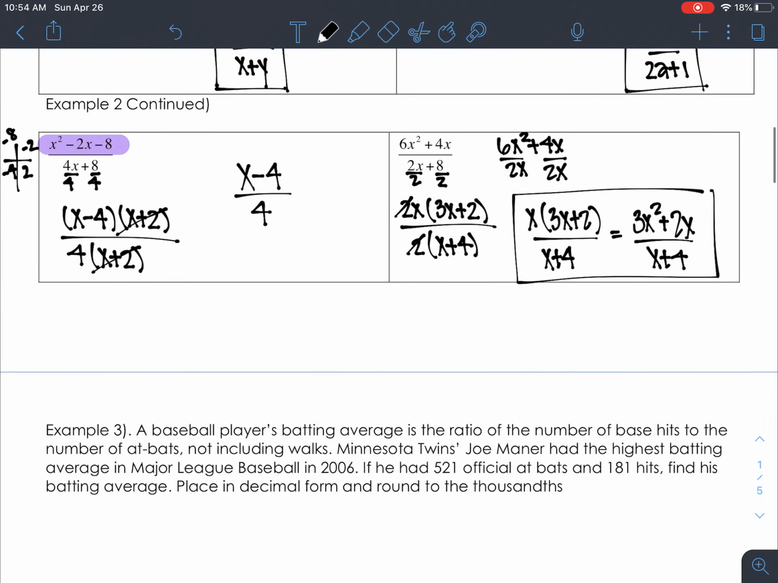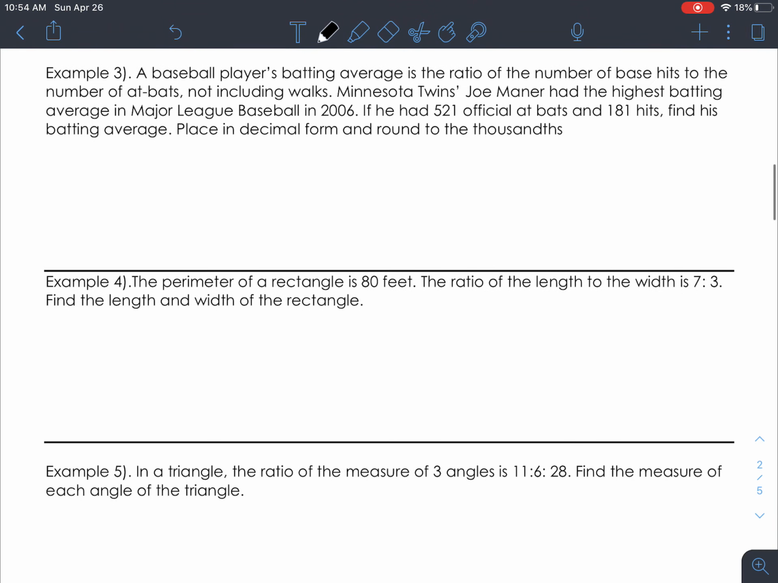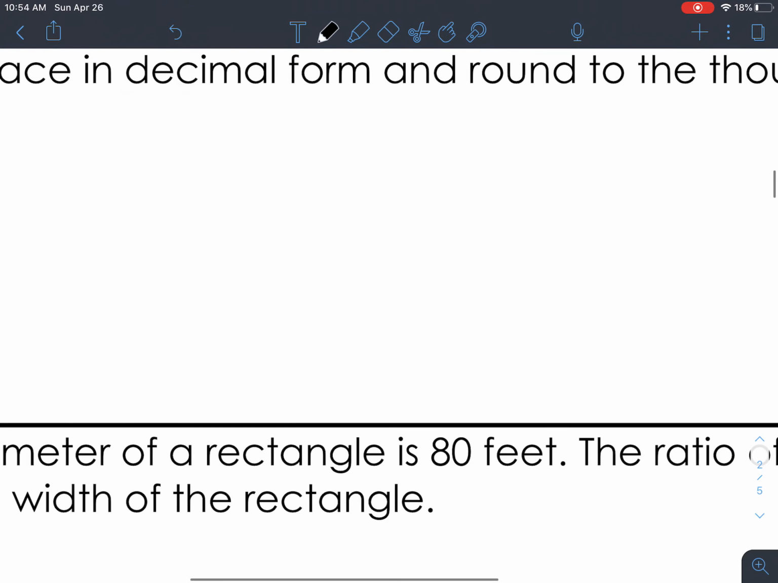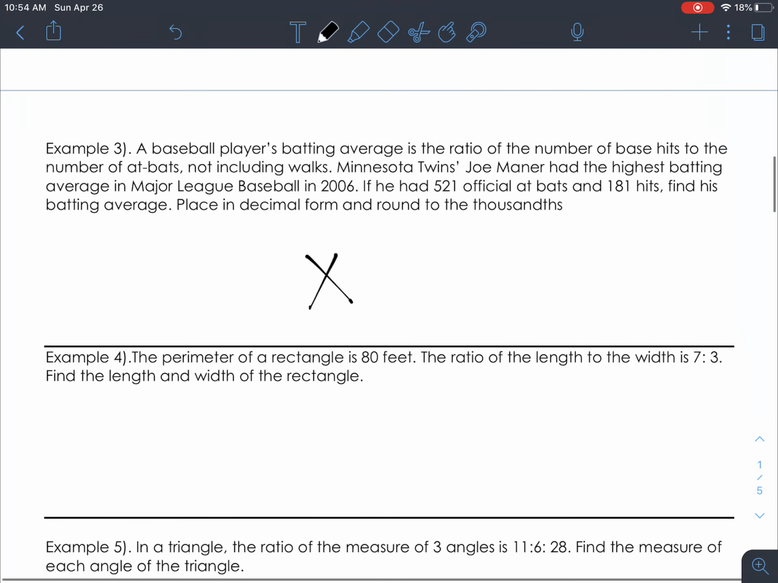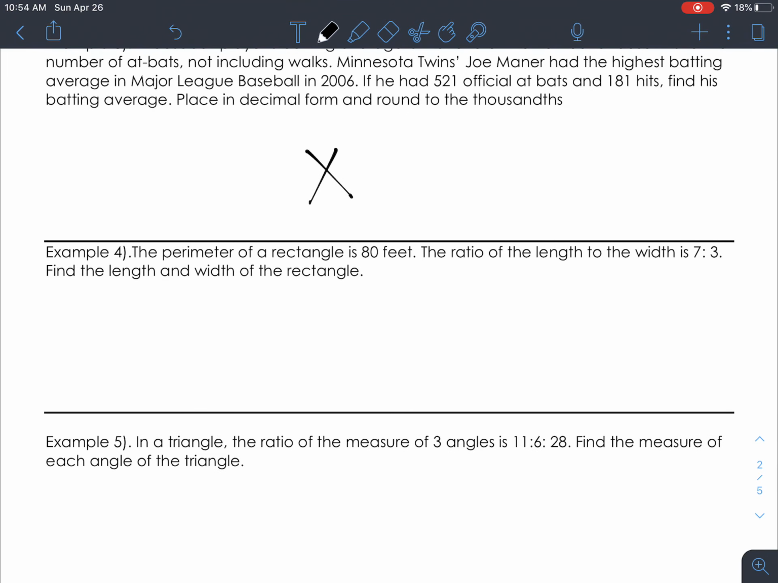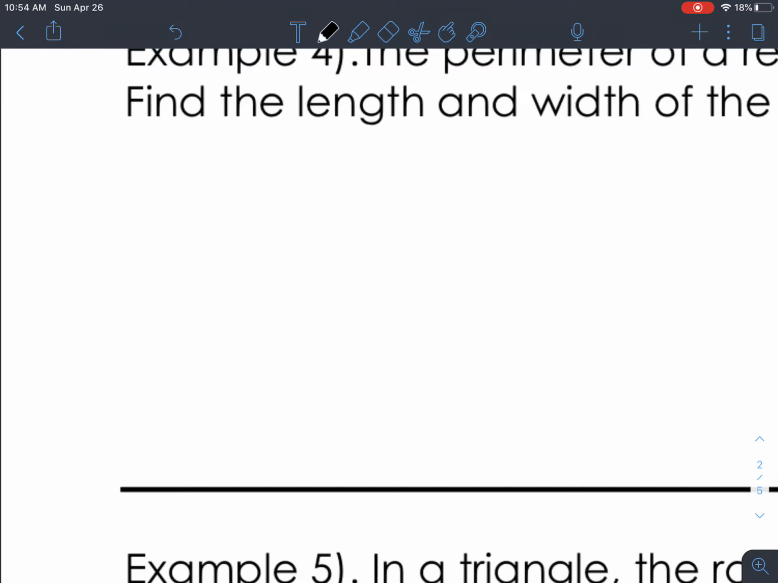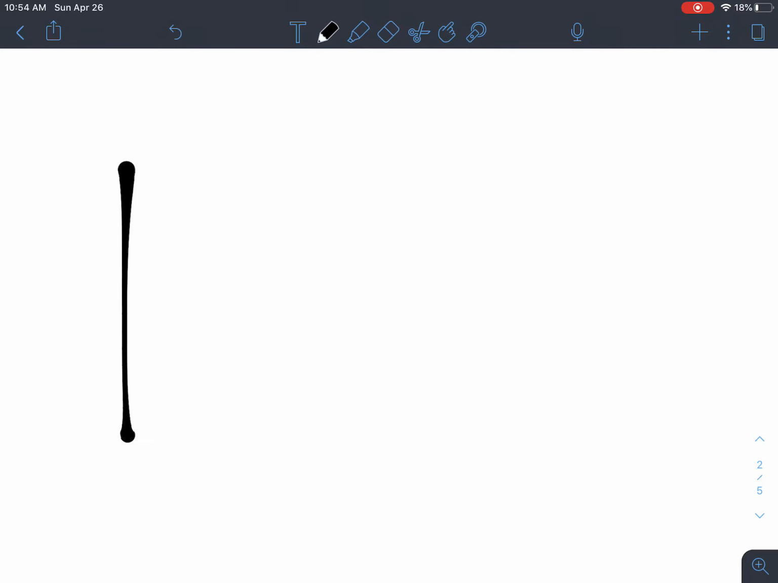Okay, all right. So for the next step, we're not going to do all of these. I'm not going to do this one right here. If you want to do it, you can, and look at my answer key. But I am going to do example 4. So in example 4, it says the perimeter of a rectangle is 80 feet. The ratio of the length to the width is 7 to 3. We need to find the length and the width of the rectangle. So I want to draw a rectangle real quick.